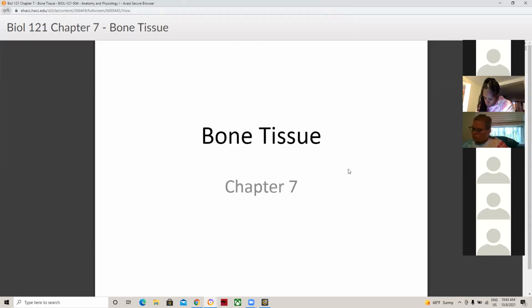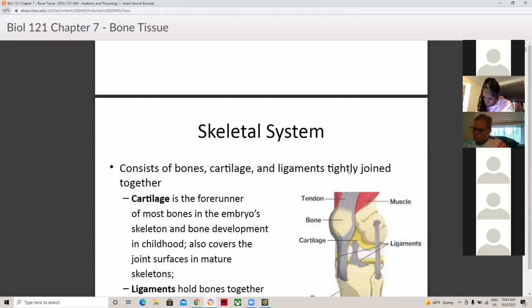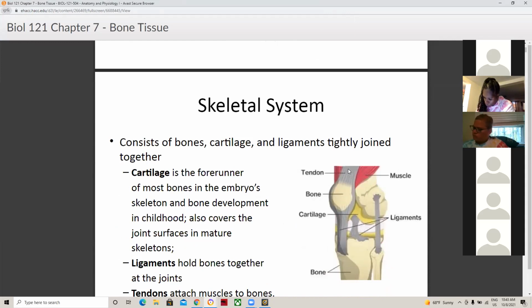So bone tissue, chapter 7. The skeletal system consists of bones, cartilage, and ligaments tightly joined together. The cartilage is the forerunner of most bones in the embryo skeleton and bone development in childhood. We'll talk about how this is important at the growth plates in long bones, and that in at least one form of bone development, it is the precursor for it.